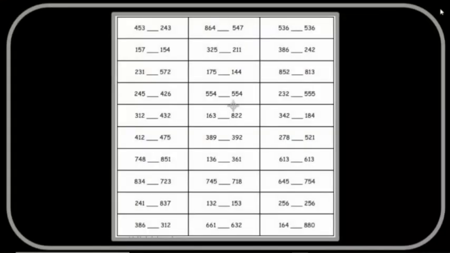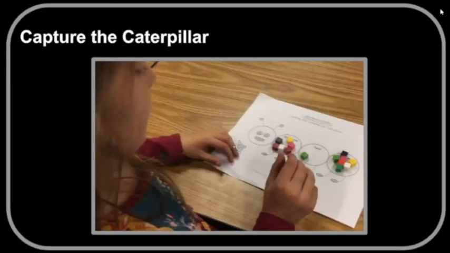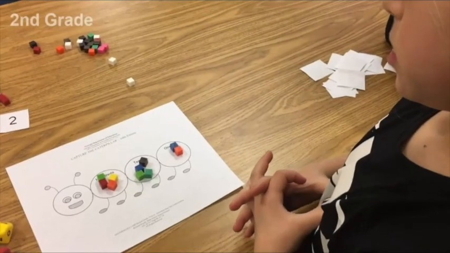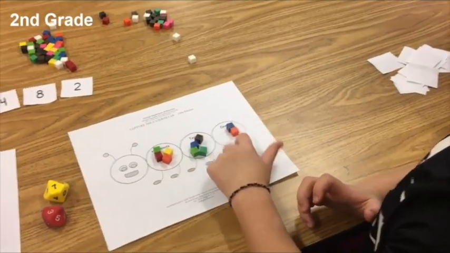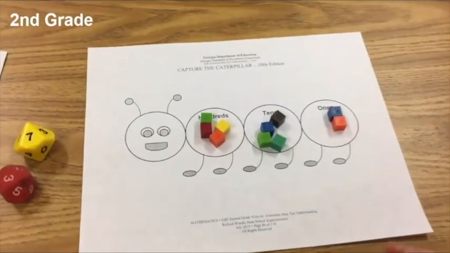450. Instead of worksheets with rows and rows of numbers to compare, encourage students to build and represent numbers as they engage in active discussions with classmates. How did you arrange your pieces? 4 hundreds, 4 tens, and 2 ones. So what does that number create?